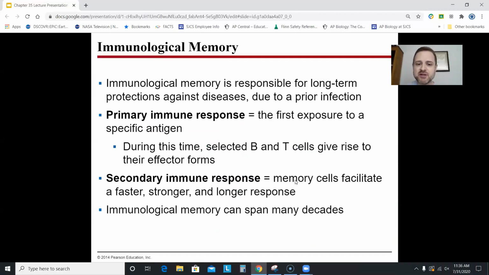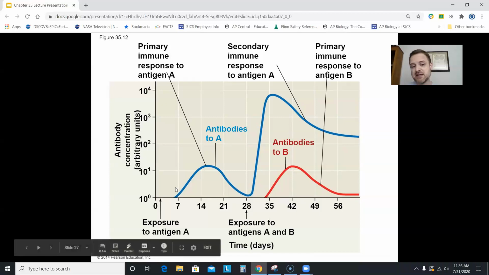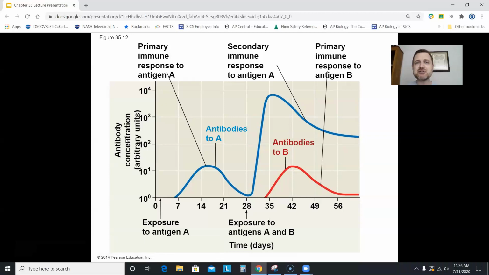So, immunological memory. I said this just a minute ago. The first is exposure to a new antigen. It might take a couple days, it might take a week or more to get a B cell and T cell response that's sufficient to fight it off. The secondary immune response, because you have those memory cells, is so much faster. And again, it can last for decades. This is a very common graph showing this. The x-axis is time in days. The y-axis is antibody concentration. You can measure an immune response by how many antibodies you're producing.